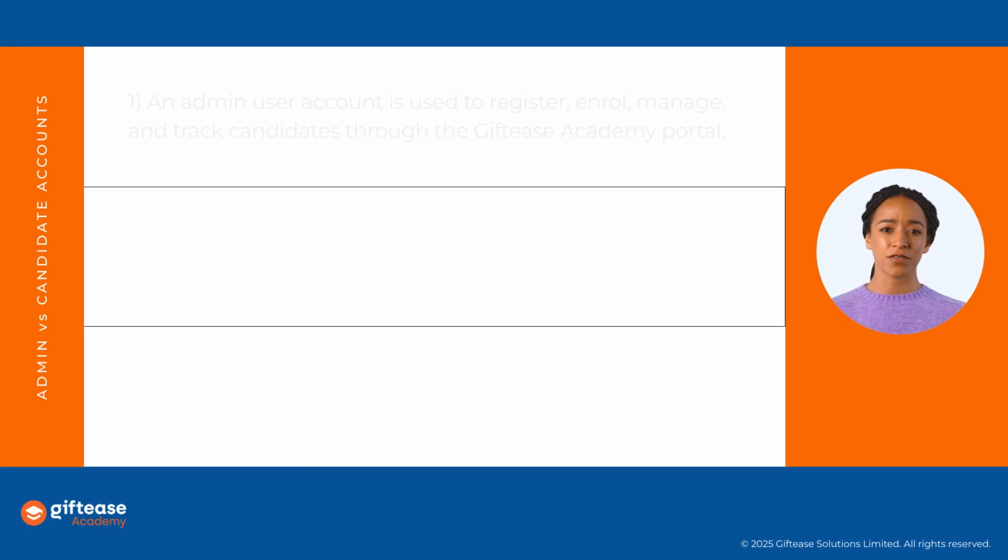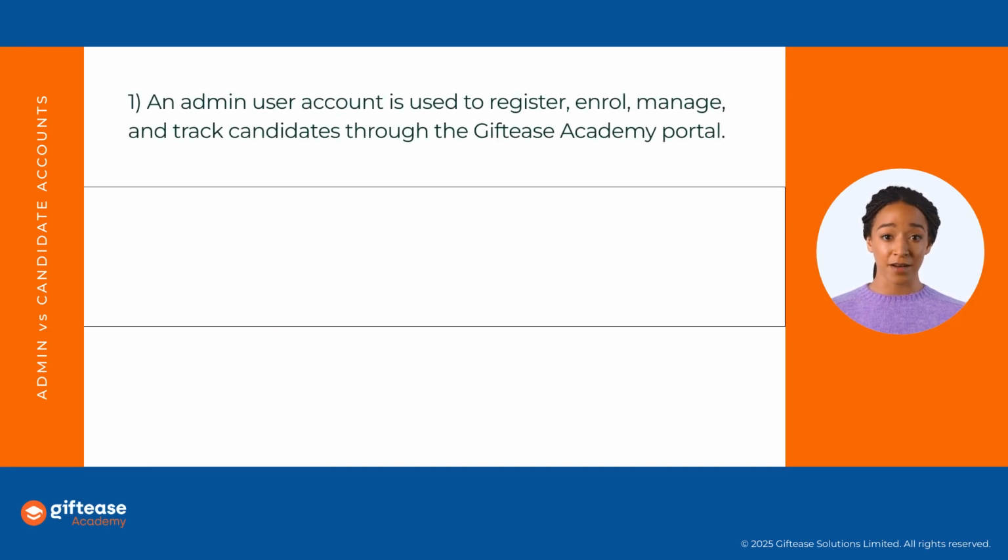An admin user account is used to register, enroll, manage, and track candidates through the Giftease Academy portal. This account is essential for overseeing learning activities and managing your team's progress. If you are the individual who signed up your organization to the Giftease Academy, you will, by default, be registered as an organization admin.